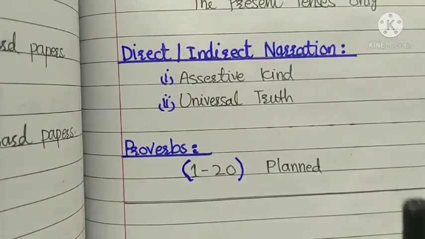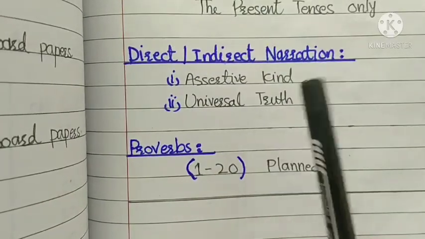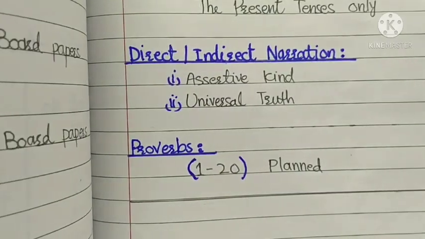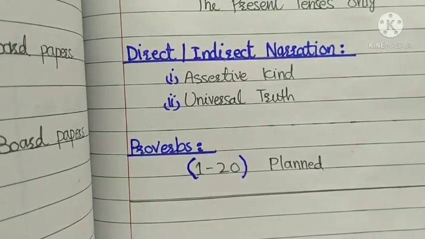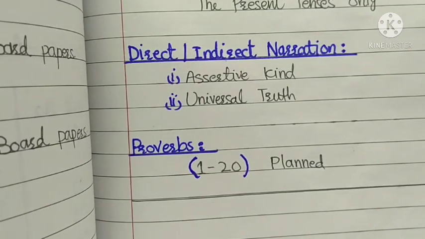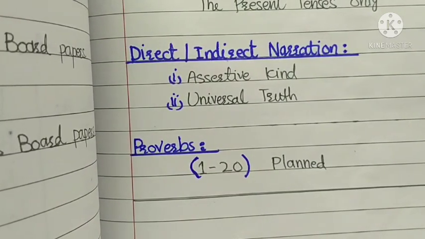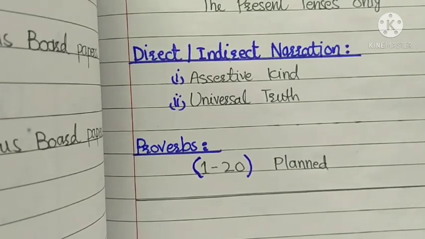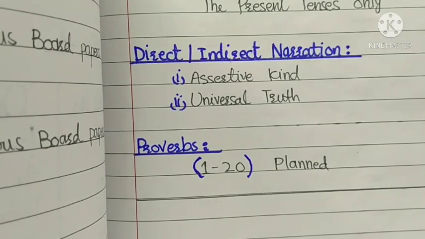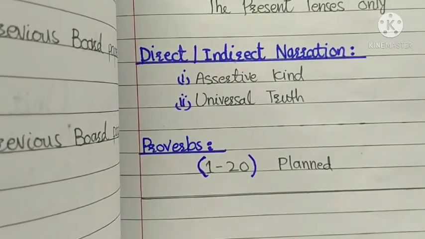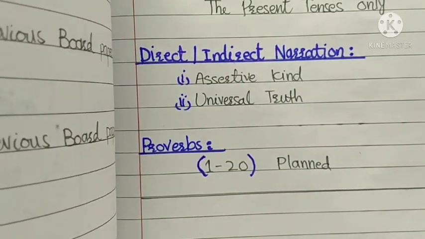Okay, now come to direct and indirect narration, assertive kind as well as universal truth. You should write it down with the same pattern. Dear students, presentation is very much necessary. Look, I have used a marker as well as an ink pen. Whenever you give a bit of a touch to it, inshallah it will look tremendous. And at the end we have Proverbs 1 to 20.